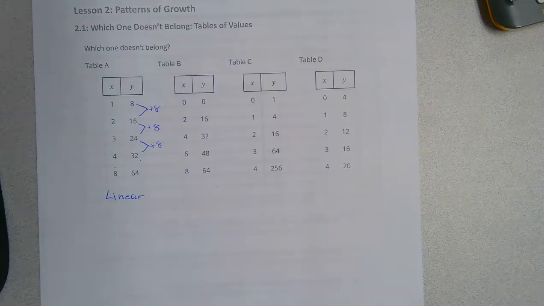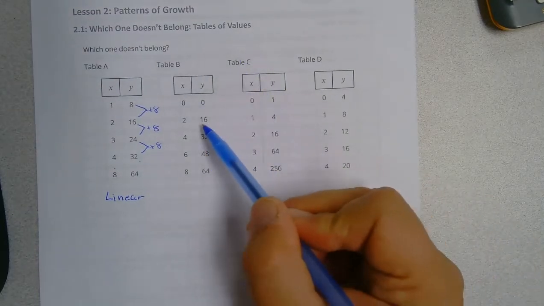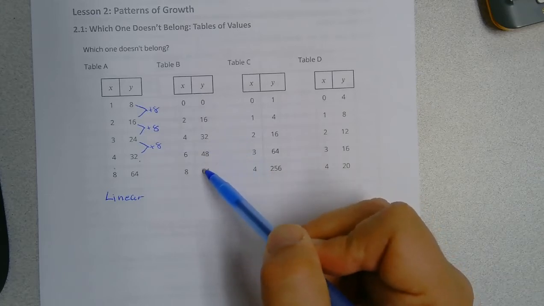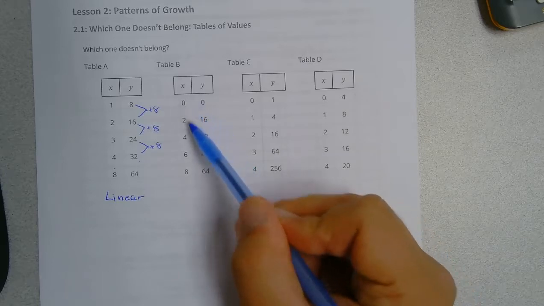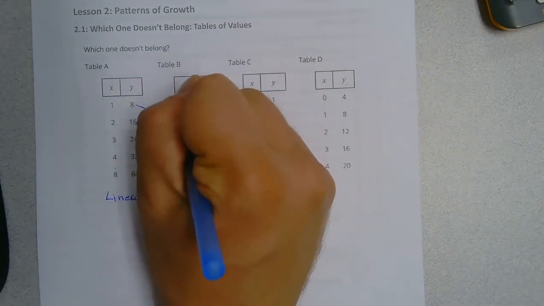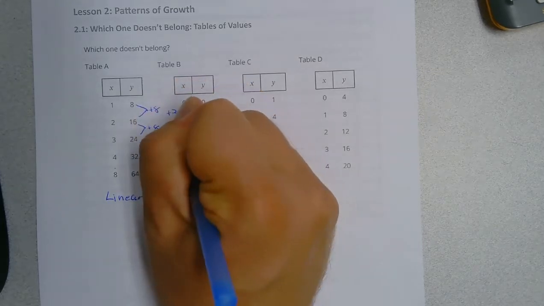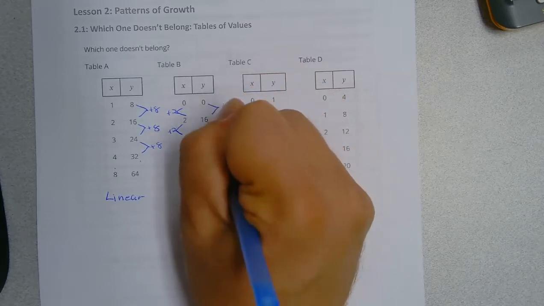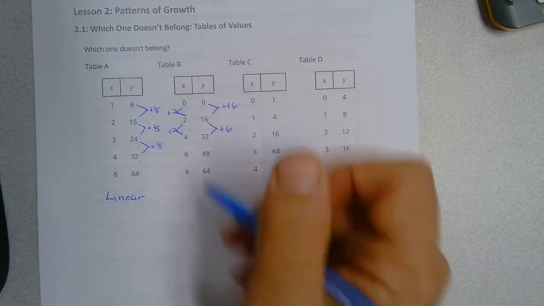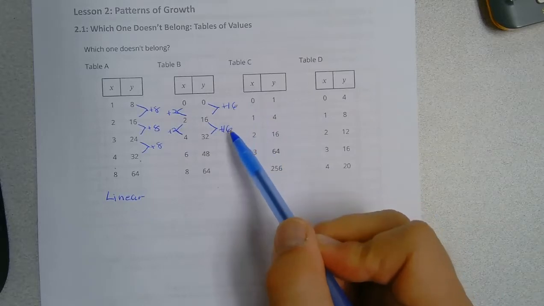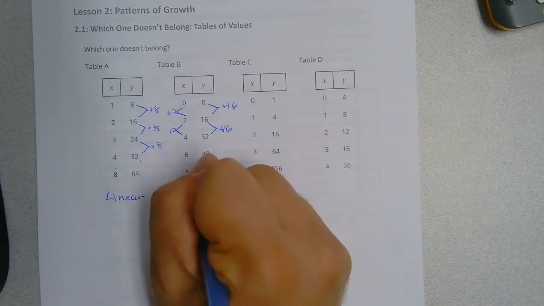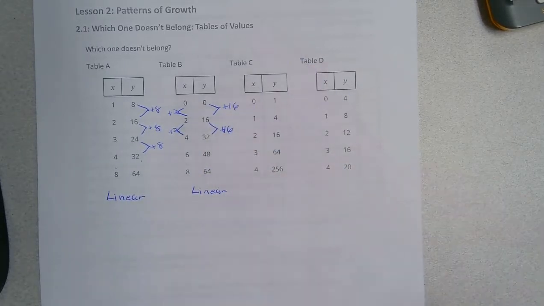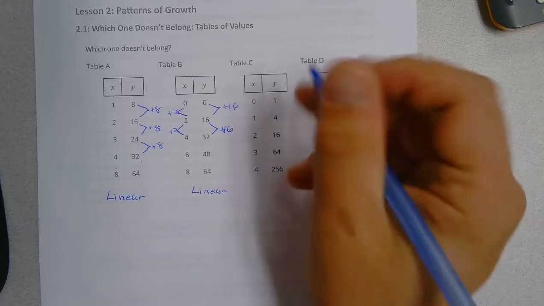Now down here, if I'm looking at this table, we're counting by 2s. So as you add 2 for x, you add 16 for y. So again, you're adding the same value every time, and this is linear. So the first thing I'm doing before I say what doesn't belong, I'm characterizing the pattern of growth.